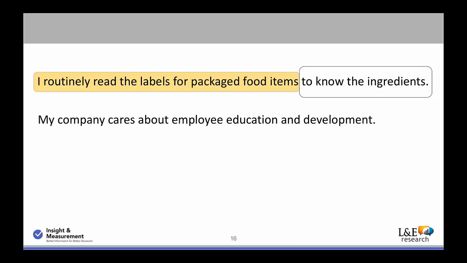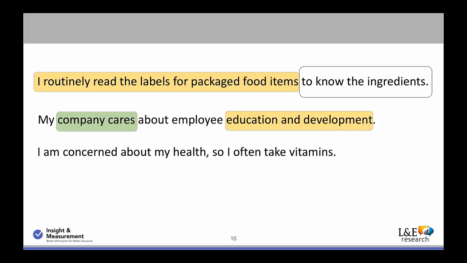My company cares about employee education and development. Education and development are two things. Company cares. I wonder what they mean there. I always go back to the client. Are you interested in how they feel about the company or your department? Sometimes they'll say, oh my gosh, yeah, we really want to know about this department.